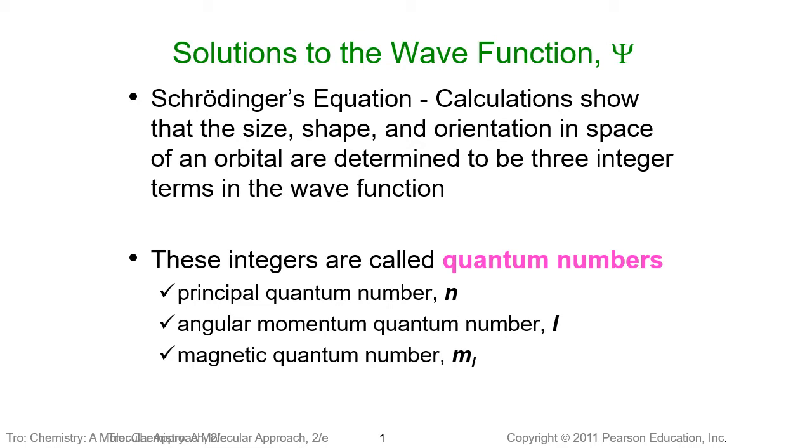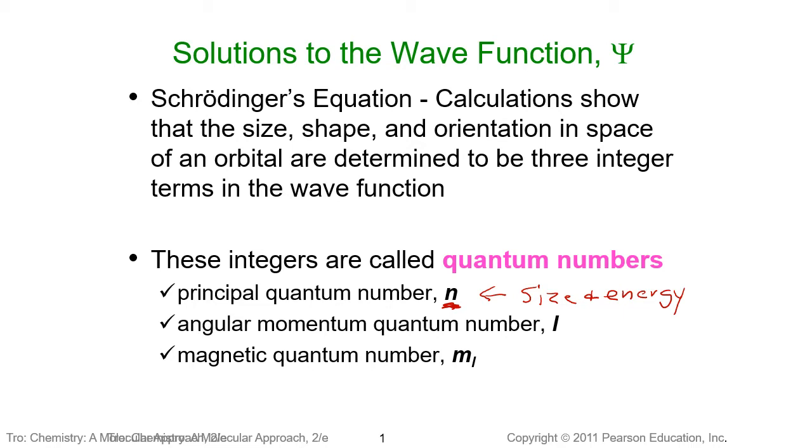So the first one we've already seen a little bit about. That is our principal quantum number. It is represented by n. So we saw this when we were looking at the Bohr model of the atom, where the different values of n, n1, n2, n3, would give us different wavelengths of light. So this number gives us information about the size and the energy of our orbital, how far we are away from the nucleus.